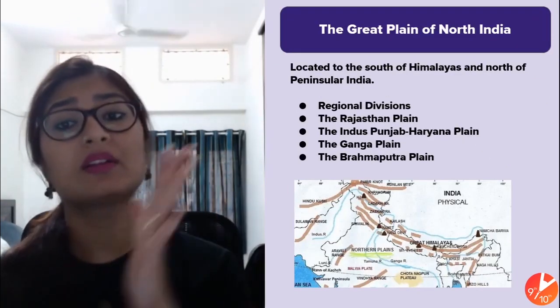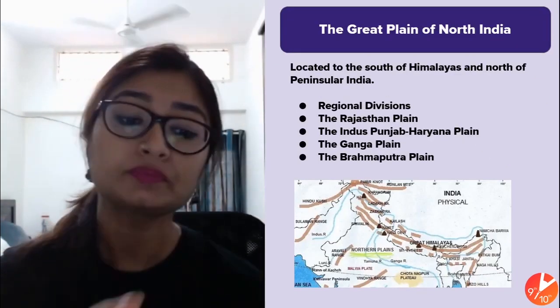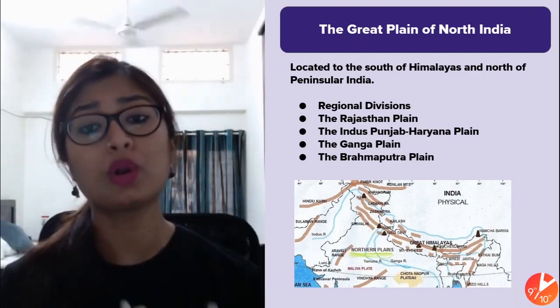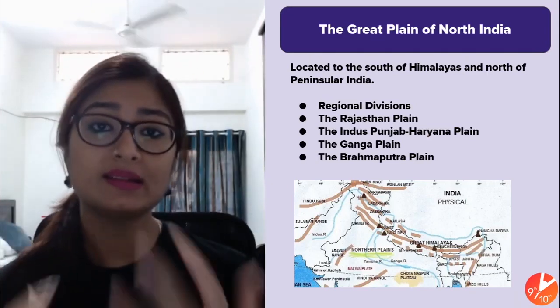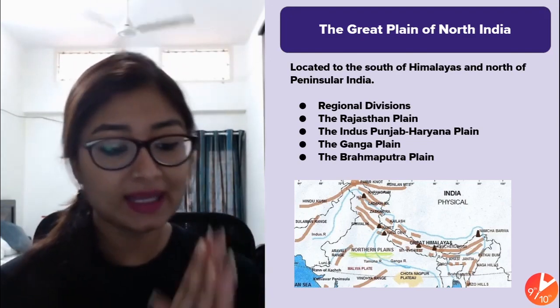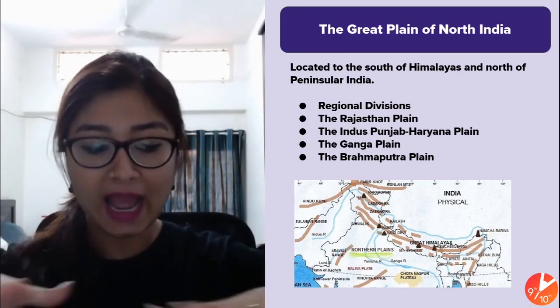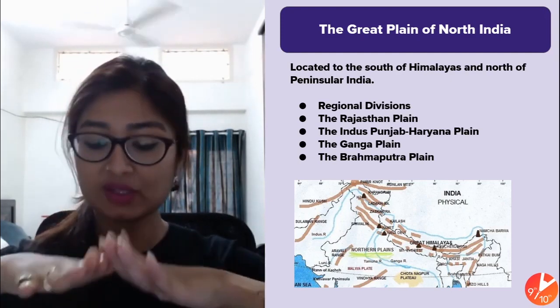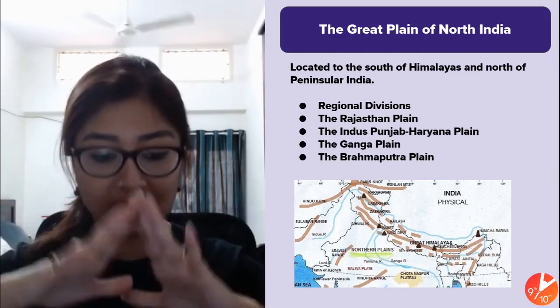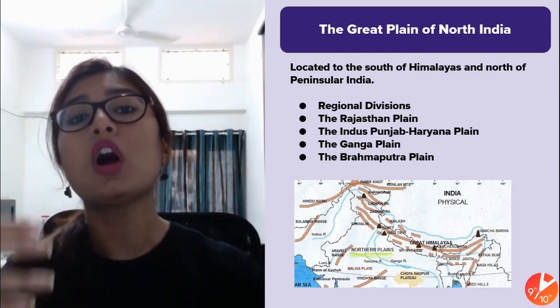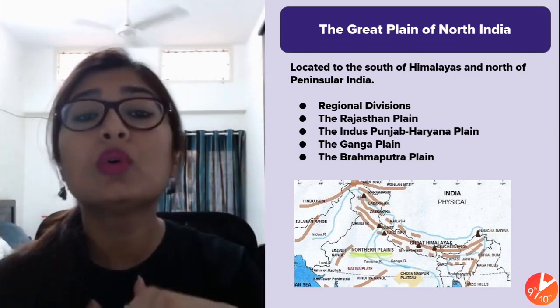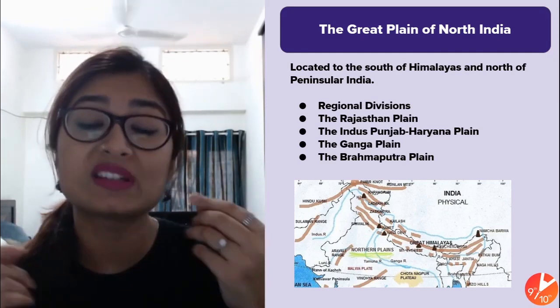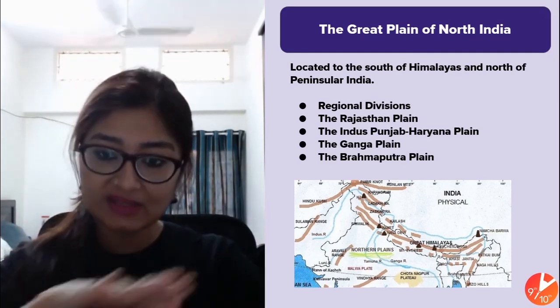Then comes the Great Plains of North India. Before we talk about the Great Plains of North India per se, let's understand what plains are. Plains are basically, guys, flat or sweeping land masses. So you can just imagine it as flat land. They do not change their elevation much like mountains, or like the other elevated form of land, plateaus, which we will get to know ahead. Plains are just flat lands.